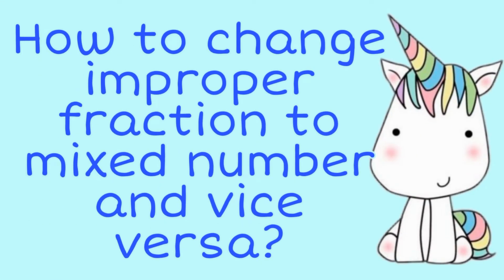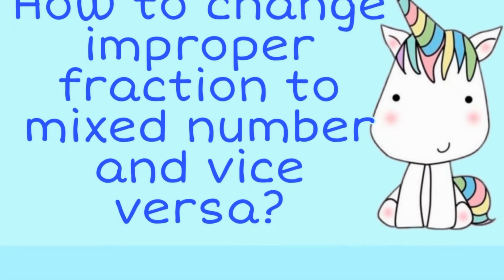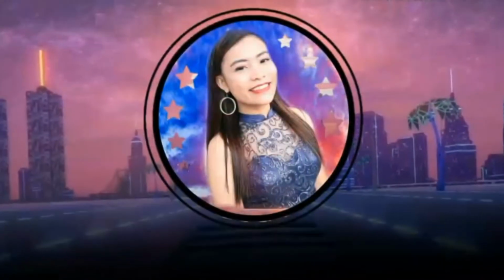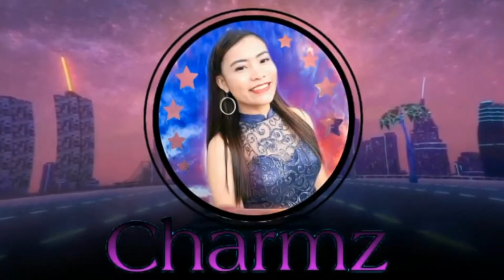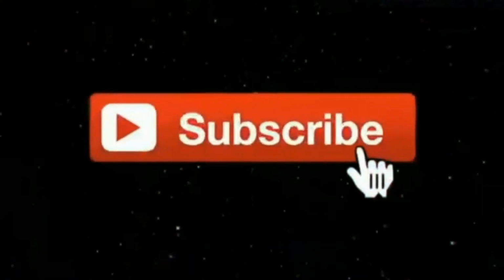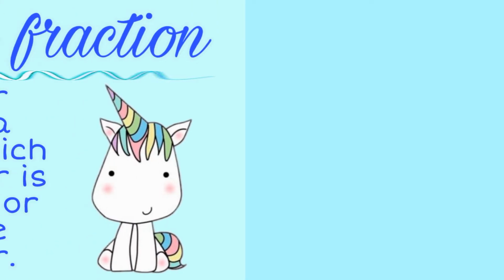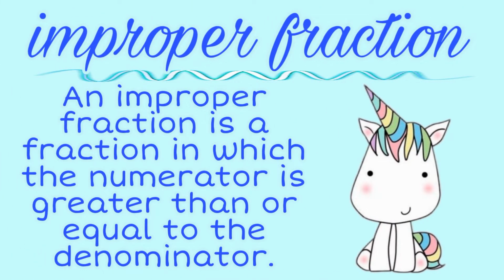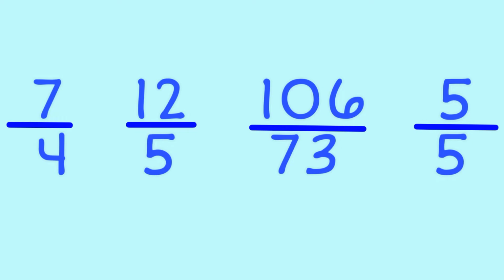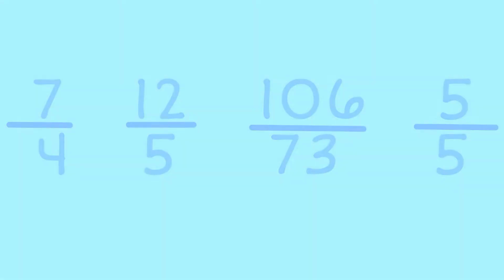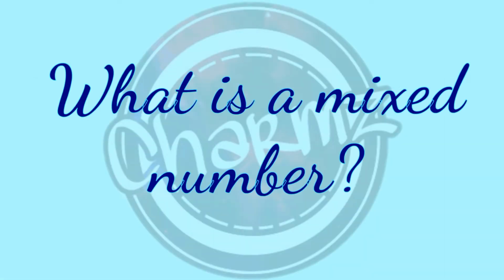How to change improper fraction to mixed number and vice versa. What is an improper fraction? An improper fraction is a fraction in which the numerator is greater than or equal to the denominator. Examples: 7/4, 12/5, 106/73, and 5/5.